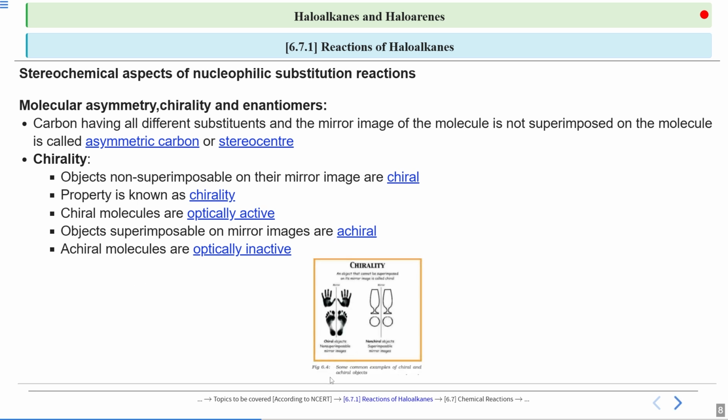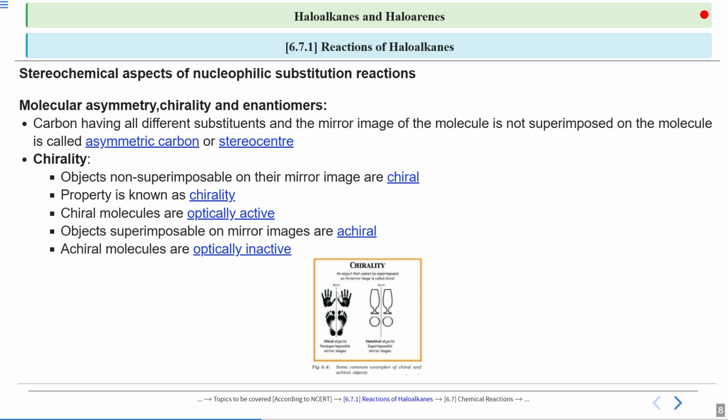This is figure 6.4, showing some common examples of chiral and achiral objects. Chirality: an object that cannot be superimposed on its mirror image is called chiral. That means objects that are non-superimposable. For example, our two hands.